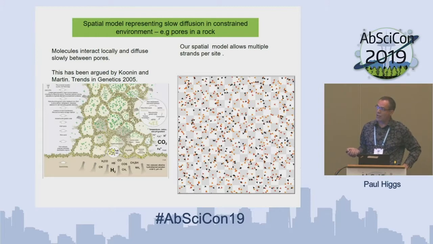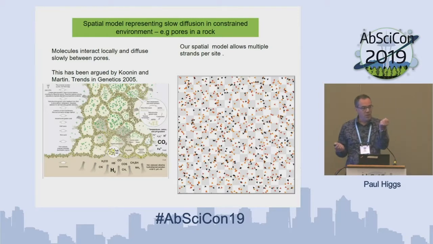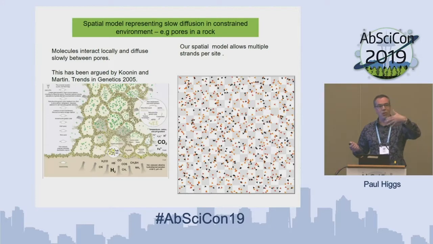They're imagining reactions going on in little pools in a rock, little pores in a rock, and in each of these little pores or crevices, molecules in one place can interact with each other, and then they move very slowly across the whole structure. So we now study a model like this, a lattice model where there can be many molecules per site, and things on one site can interact with one another, and there's some very slow hopping from one to the next.